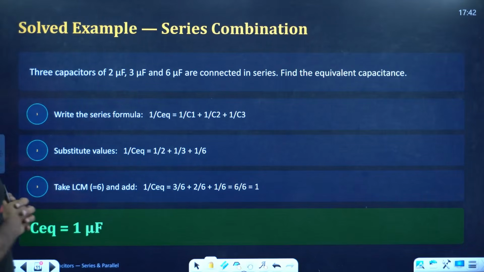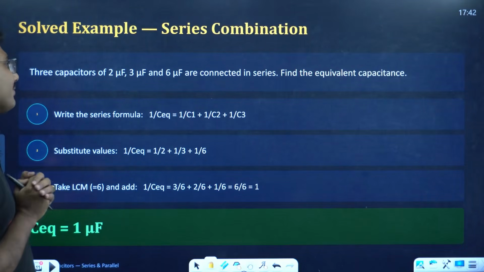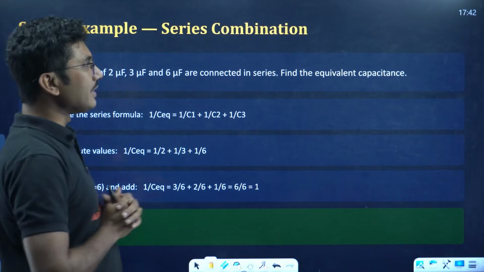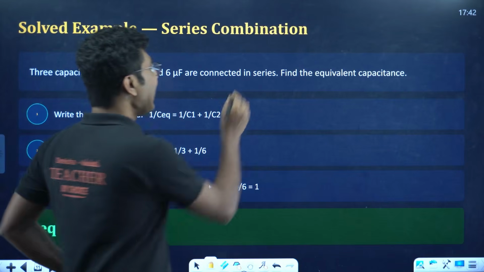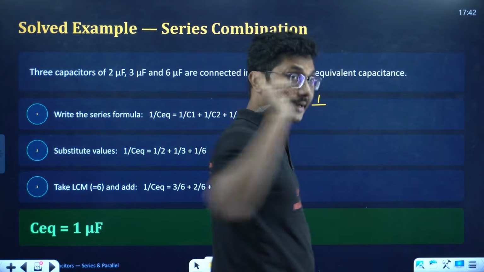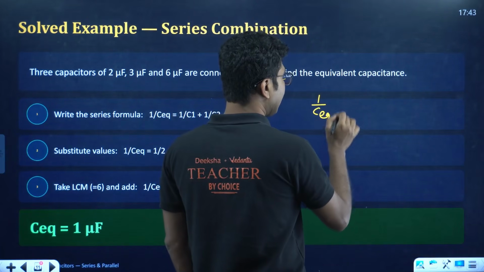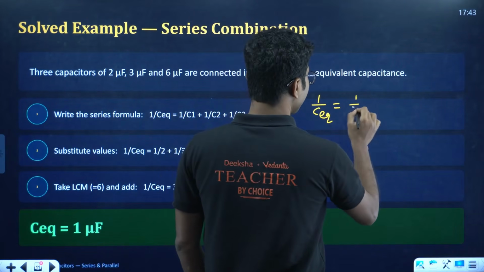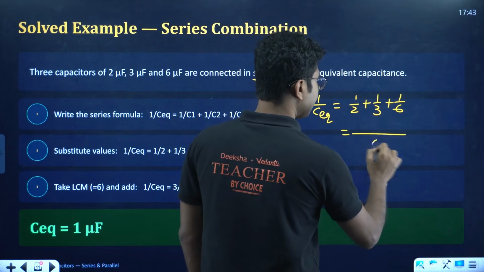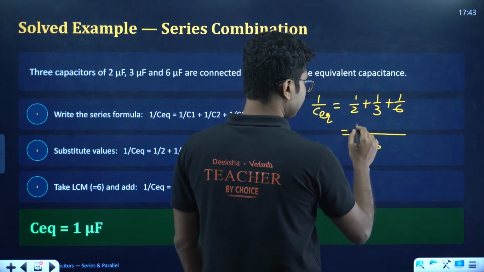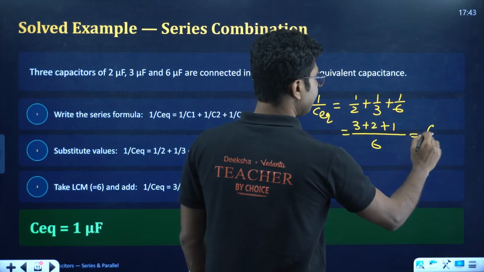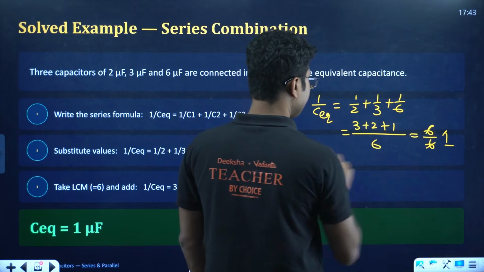Now some examples. Three capacitors of 2 microfarad, 3 microfarad and 6 microfarad are connected in series. Find the equivalent capacitance. They are connected in series, so you cannot add them directly. You have to add them reciprocally. 1 by C equivalent is equal to 1 by 2 plus 1 by 3 plus 1 by 6. Their LCM is 6. So we get 3 2s are 6 plus 2 3s are 6 plus 6 1s are 6. So we get 6 by 6. So the equivalent capacitance will come out to be 1.